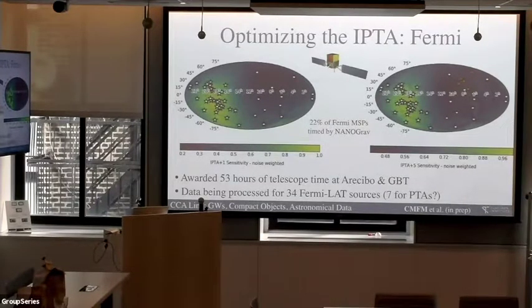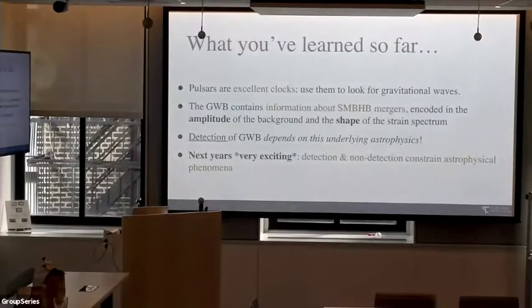And so my colleagues and I got together and wrote some telescope proposals, and we were awarded 53 hours of telescope time on Arecibo and GBT, and we followed up 34 Fermi LAT sources. So if the current statistics hold true, that around 22% of these sources are millisecond pulsars, then we should have around 7, which we can add to the IPTA to increase our sensitivity to the gravitational wave background. So this is a way of fast forwarding our time to detection. It's not taken into account in the previous slide that I showed you in those estimates.